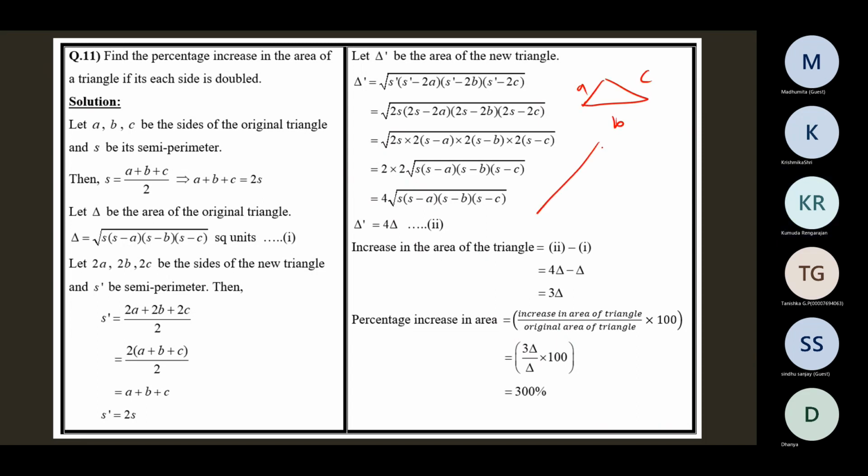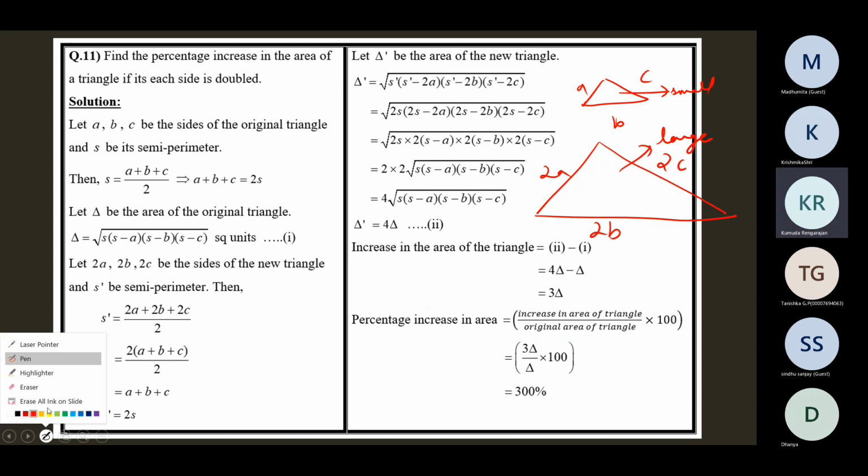Then there's another triangle where the sides are doubled, 2A, 2B, and 2C. Obviously, this area is small. Here the area is more than the earlier one. What is the percentage increase? That is the question.